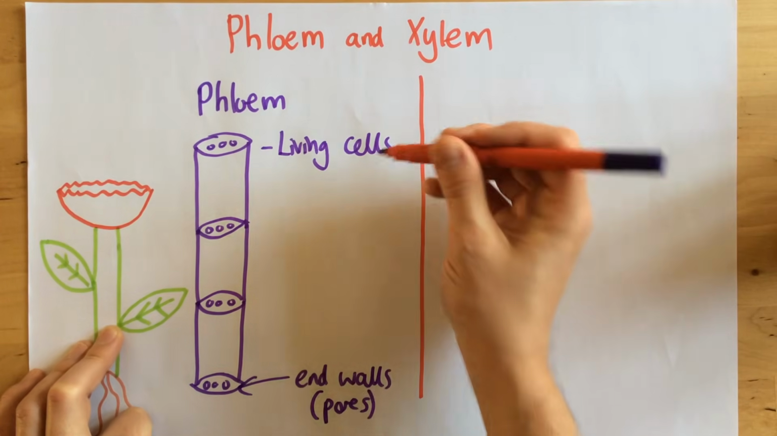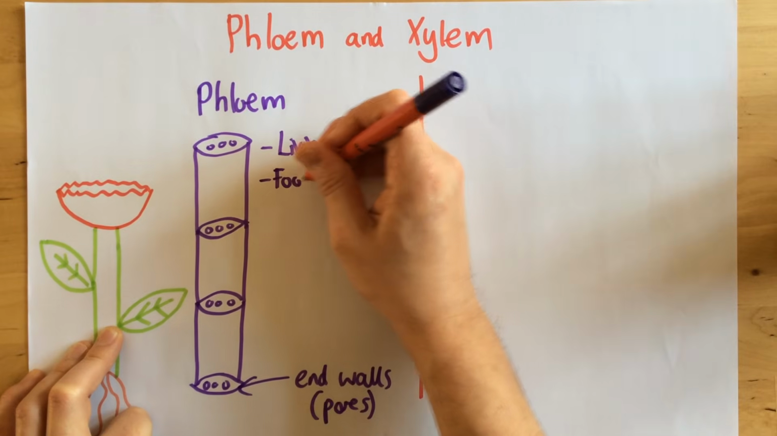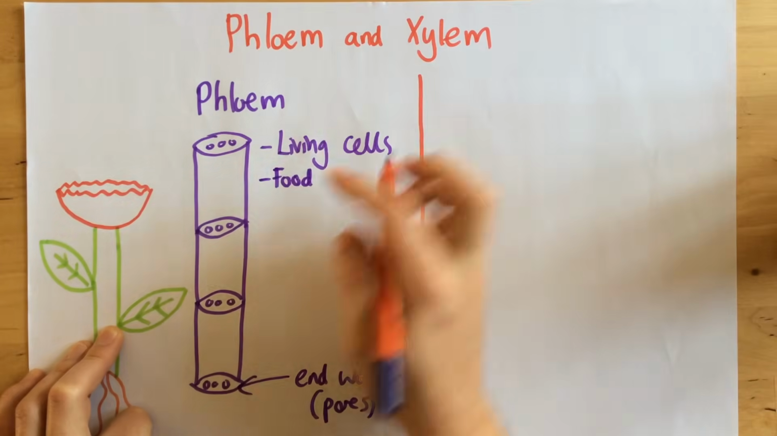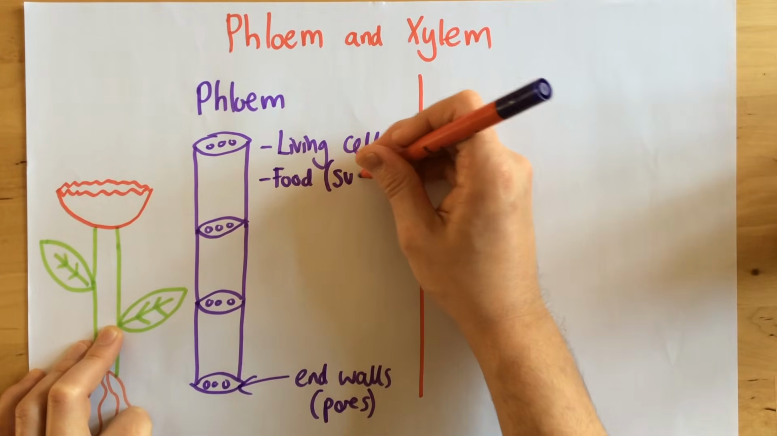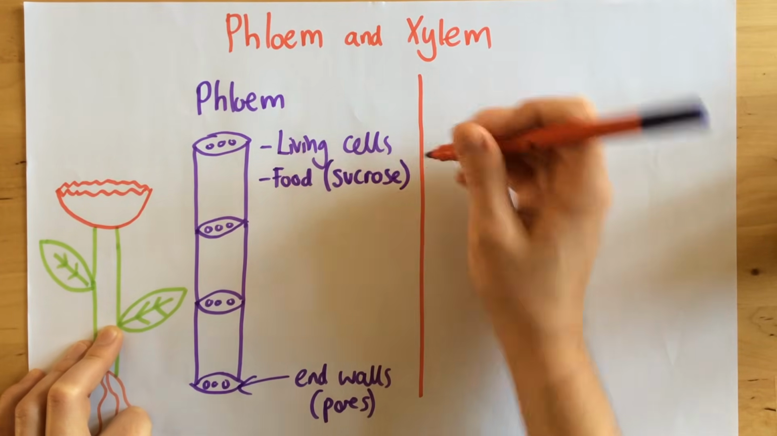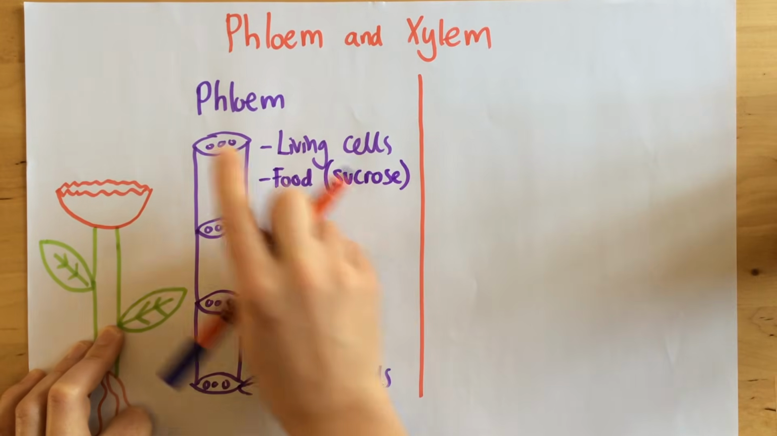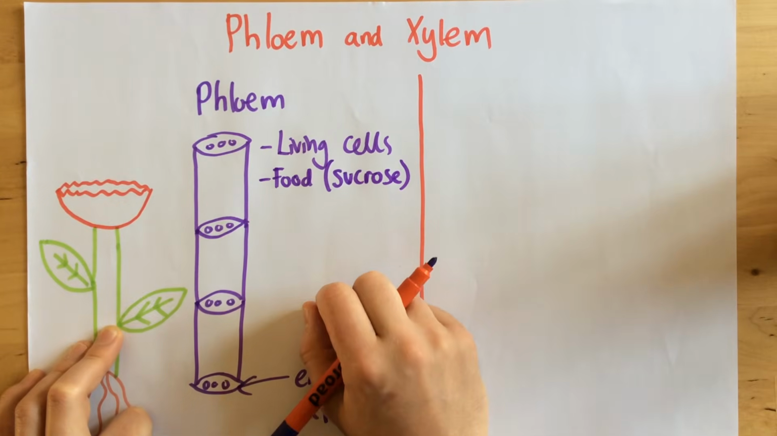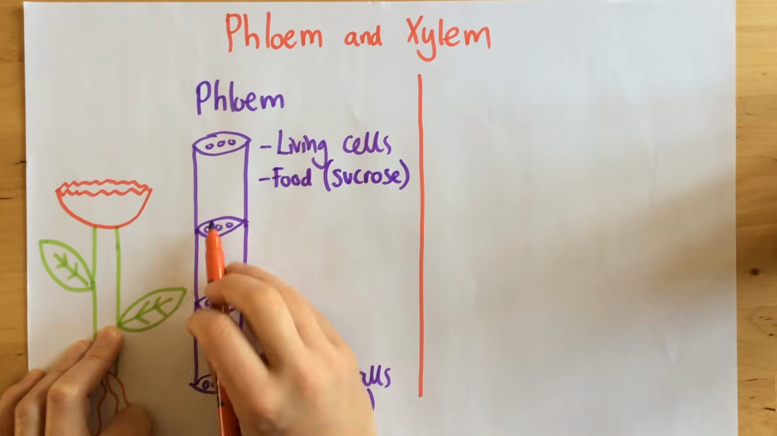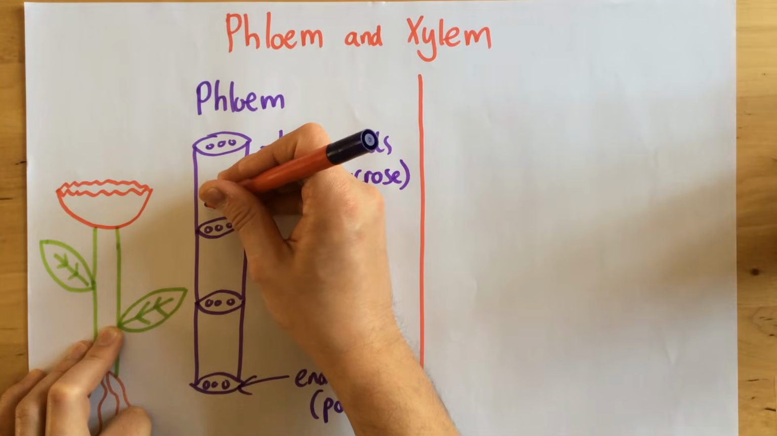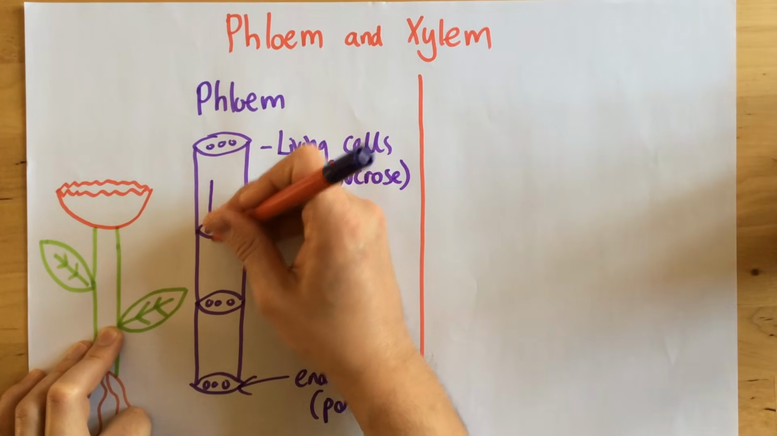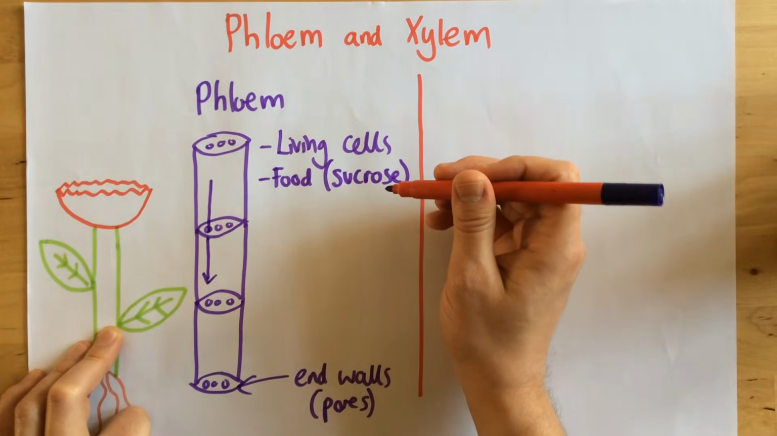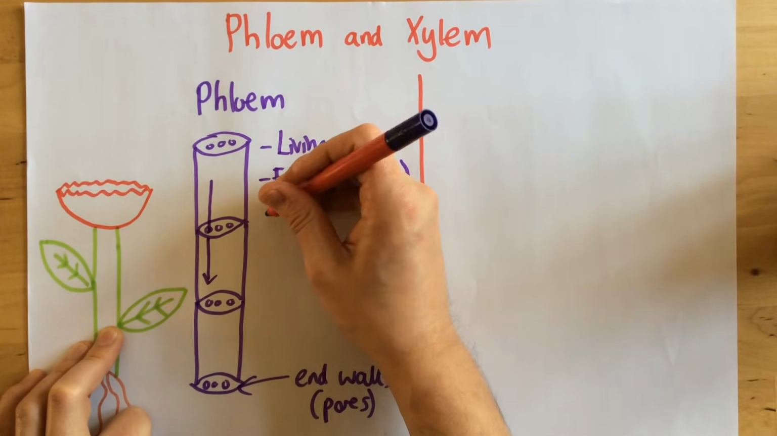Now what's the point of the phloem? The whole purpose of the phloem is to transport food substances for the plant, and that is normally in the form of sucrose. The way I remember this is the first sound from phloem, transporting food. Phloem, food. So as we can see, the little end walls, the end pores, allow the food to transport through the holes like this.